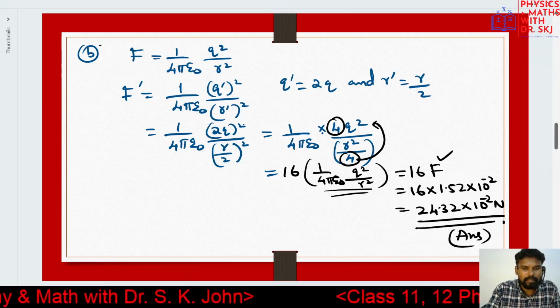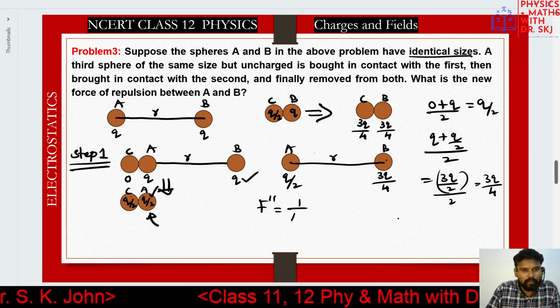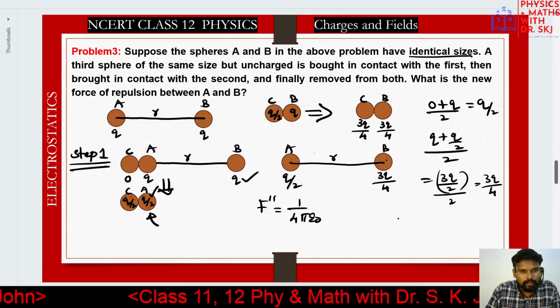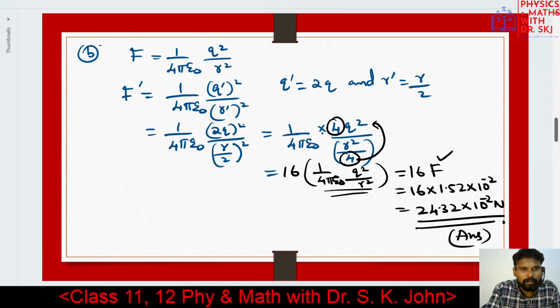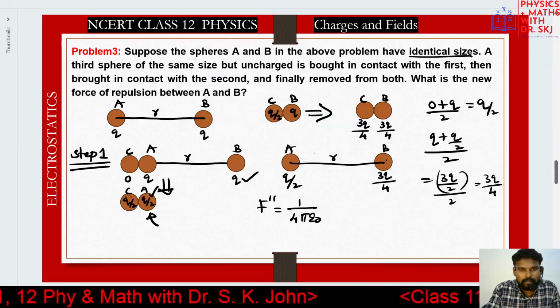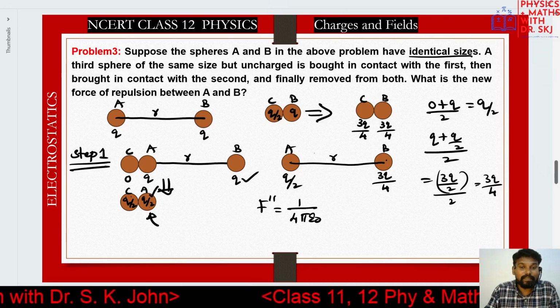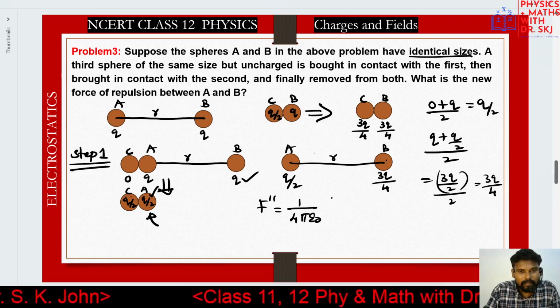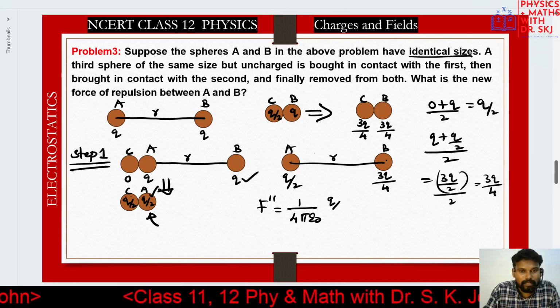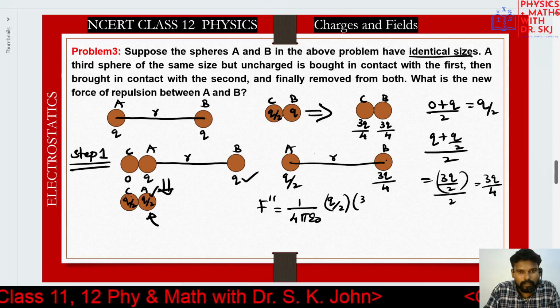In the previous case, it was F dash. Now I will write F double dash. It is 1 by 4 pi epsilon 0. In the first case, it was Q square by R square, right? I am writing the same equation because both were the same. But here, the charges are different. So I will write Q1 into Q2. Q1 is Q by 2. Q2 is 3Q by 4, right?